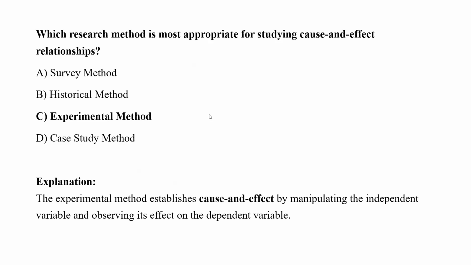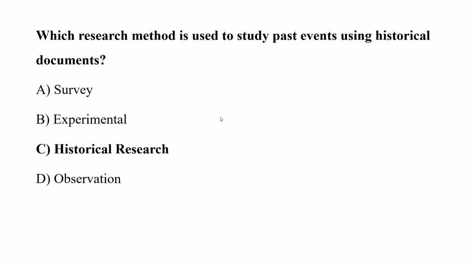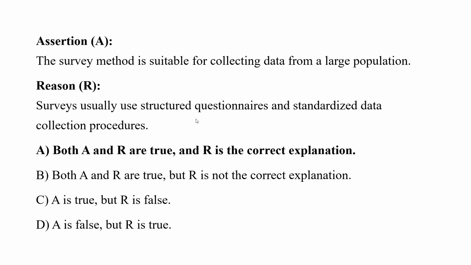Which research method is mainly used for collecting data from a large number of respondents? Large number is the keyword for survey. Okay. Which research method is used to study past events? Past event is the keyword for historical research. Which research method is most suitable for solving immediate problems? Immediate, what is the keyword? Action. So action research.